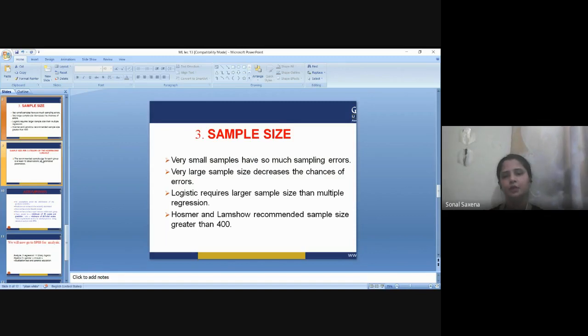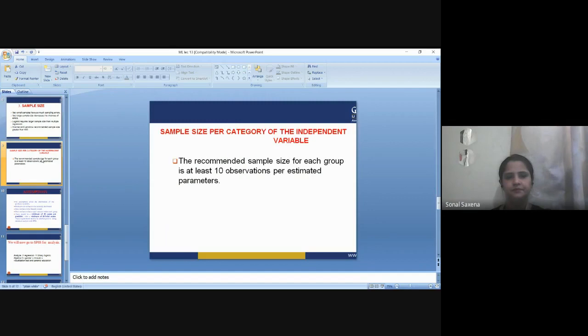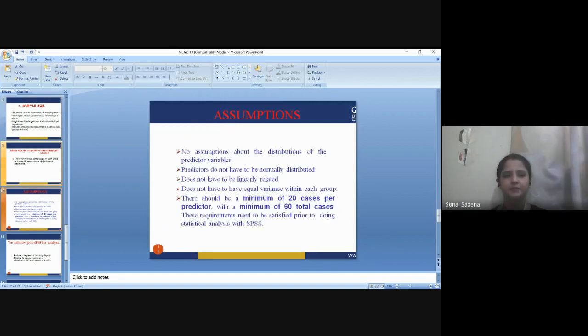Now the question comes: if you want to apply logistic regression, what should the sample size be? Very small samples have many sampling errors, and a large sample size decreases the chance of error. So it is preferable that you have a comparatively large sample of data. Logistic regression requires a larger sample size than multiple regression. The recommended sample size for each group is at least 10 observations per estimated parameter.